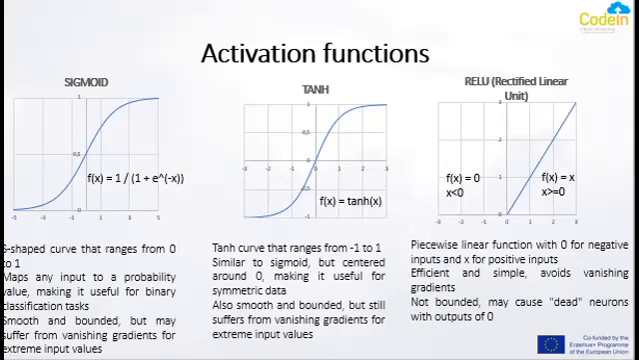Rectified linear unit, or ReLU, is a do or die type of activation function. It's like a light switch that only lets positive inputs pass through unchanged, but sets negative inputs to 0. It's super efficient and prevents gradient problems, but be careful. It's not bounded and can cause some dead neurons with outputs of 0.